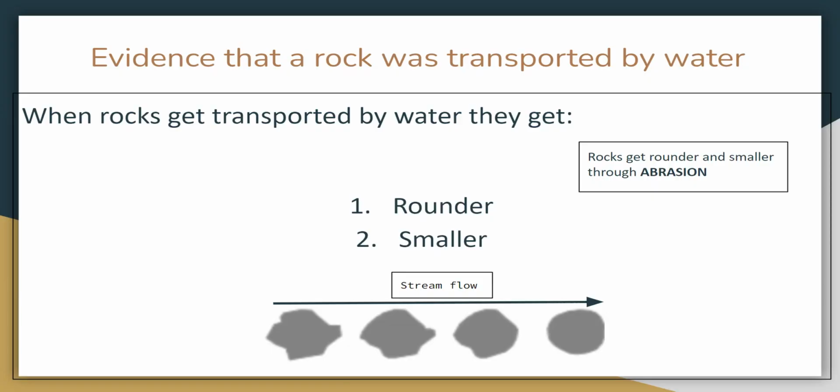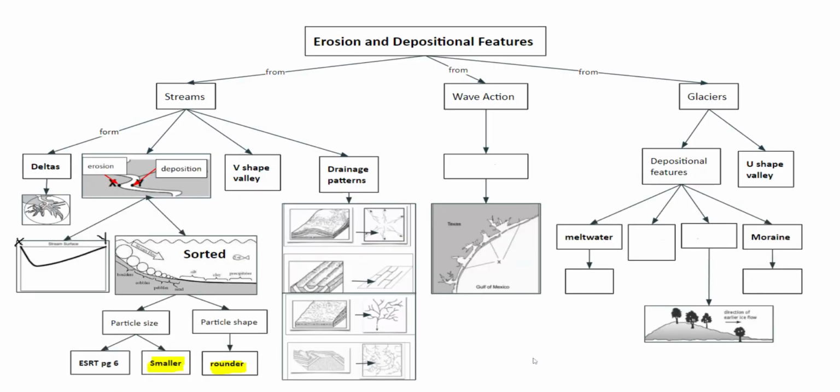So that's why when a rock or sediments get transported by water or a river, they go through abrasion and become rounder and smaller. If the sediment started out like this, over time from abrasion, or rubbing against other rocks, it will start to smooth out, round out, and become smaller. Let's write that down. As my river or stream flows, my particle size gets smaller and my particle shape gets rounder.